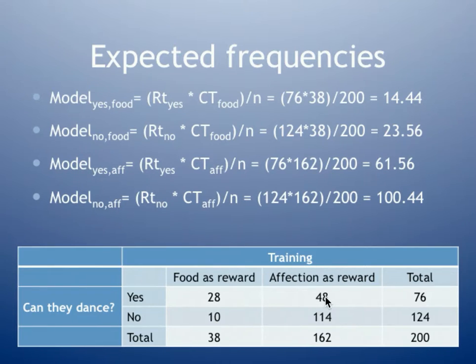For this cell, it is yes and affection. Well, we do the row total for yes times the column total for affection. So yes is 76 times 162 divided by 200 is 61.56. So you would expect there to be 61.56. It's only 48. And then finally, no and affection would be the row total for no, 124, times the column total for affection, which is 162. Divide that by n, which is 200, and you get 100.44.